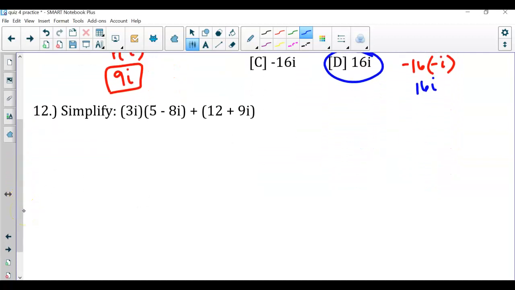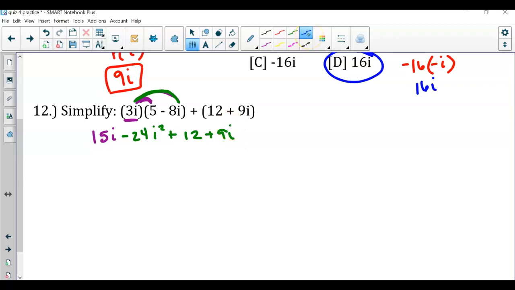Question number 12. We are adding, but we're also distributing. We're multiplying, so let's distribute first. We are distributing not just 3, but 3i. So 3i times 5 is 15i. Then here 3i times negative 8i is negative 24i squared, because they both have i. Then I'm going to bring down plus 12 plus 9i.